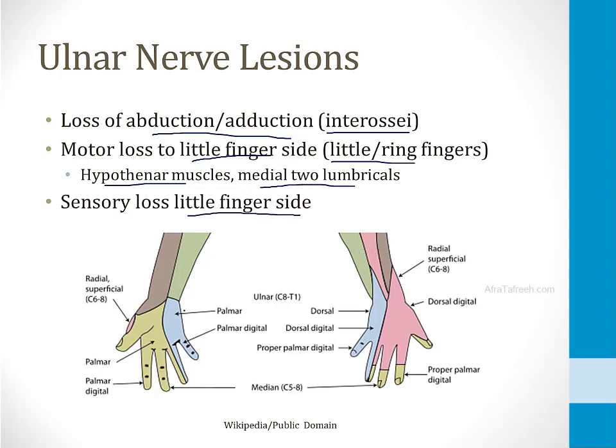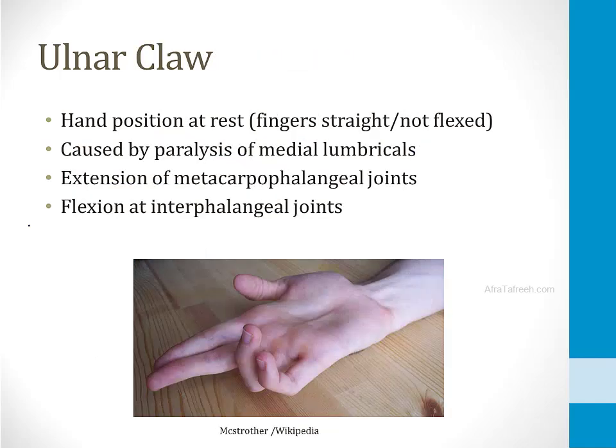If you look at this picture on the screen here, this portion shown in blue on the palmar side and also on the dorsal side is all provided by the ulnar nerve, so you can have sensory symptoms in these areas. So just like the Pope's blessing is a classic finding in a median nerve lesion, the ulnar claw is a classic finding in a patient with an ulnar nerve lesion. This position occurs when the patient has their hand at rest with the fingers straight and not flexed.